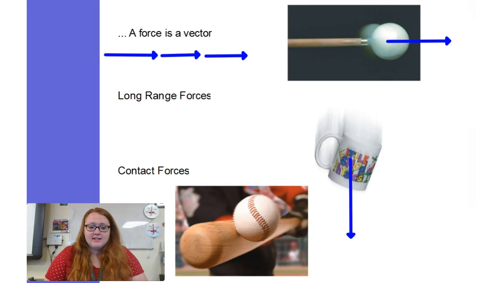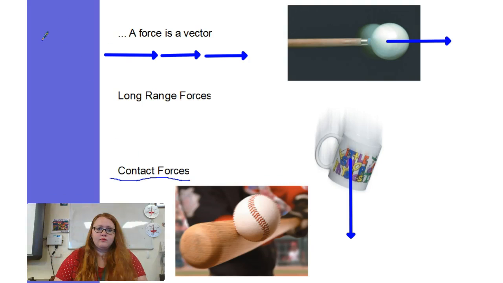And it should make sense what a contact force is. If you have objects that touch or come into contact with one another, then you have a contact force. So here we have an example of a bat hitting a ball, or in turn, later on we're going to learn Newton's third law, we could say the ball is also hitting the bat. So in discussing contact forces, I have a question for you. We should be able to first identify what type of force every force is, whether it's long range or contact.